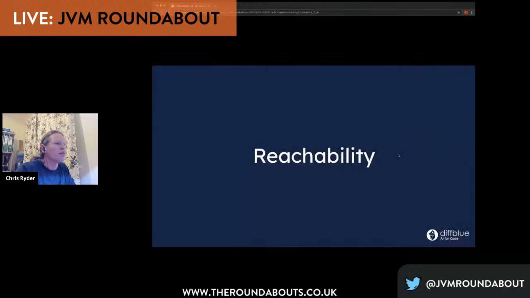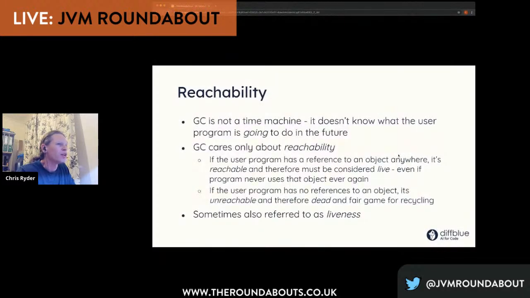So I'm going to start with just a key driving concept in garbage collection, that's reachability. Now, a garbage collector is not a time machine. It doesn't know what your program is going to be doing in the future. All it knows about is the current state of the program. So what it cares about is reachability.